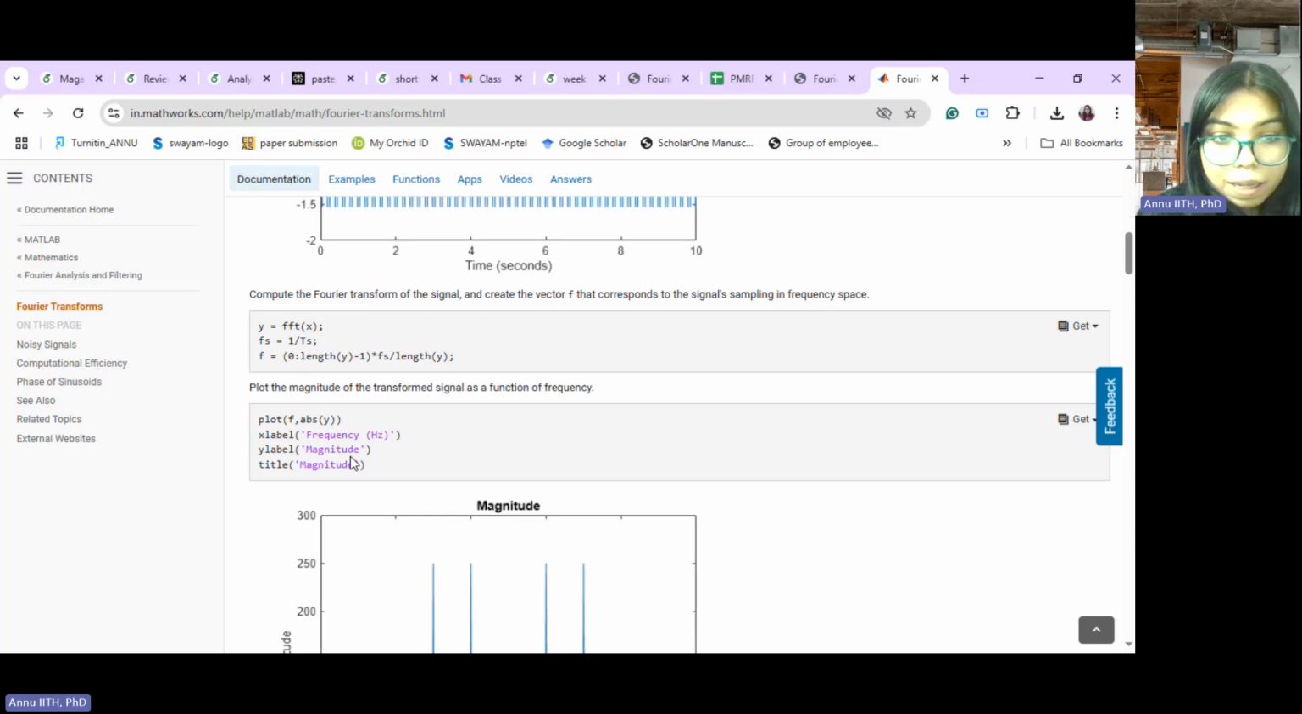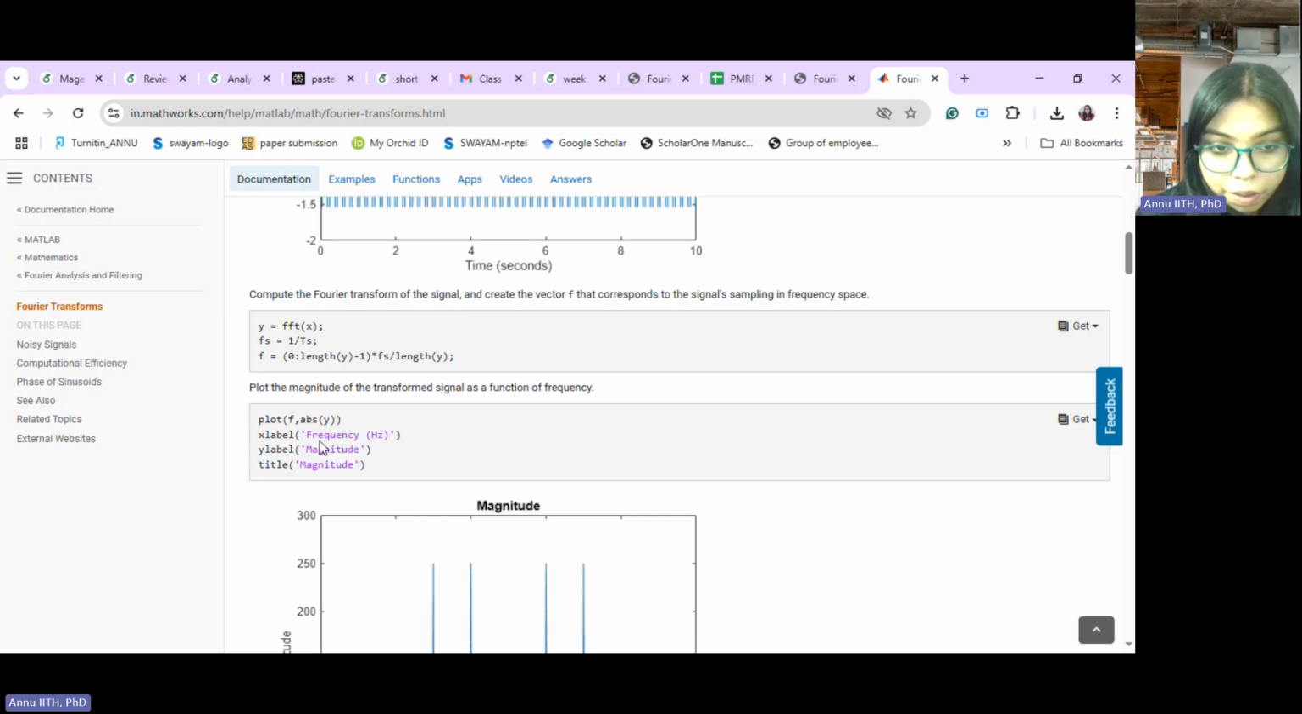Compute the Fourier transform of the signal. So if we compute the Fourier transform, let us compute this. And Fs is nothing but 1 by Ts. So what we are trying to do is write f, which is 0 to length of y minus 1, times Fs by length of y, because we are plotting in terms of Fs. So at every Fs we are plotting. So what we can write is: create the vector f that corresponds to the signal frequency space.